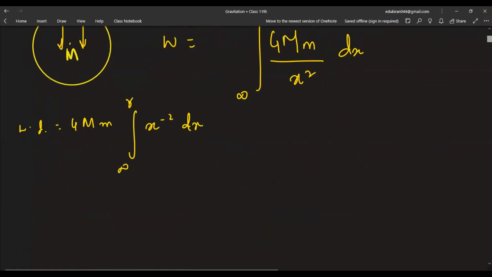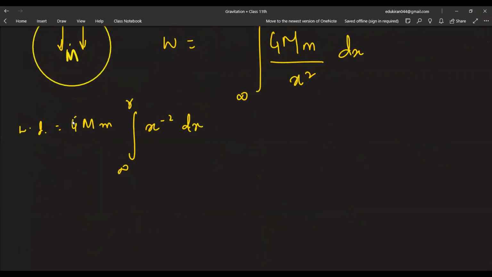Okay. Now see, we have to integrate this basically. So G, capital M, small m, all these are constant. These are taken outside. X square is taken in the numerator. It is x to the power minus 2 and dx, integral from infinity to r. So this integration, all of you by now must know how to calculate.